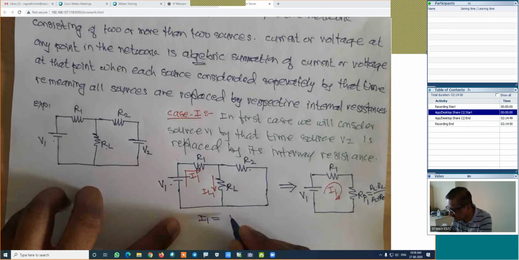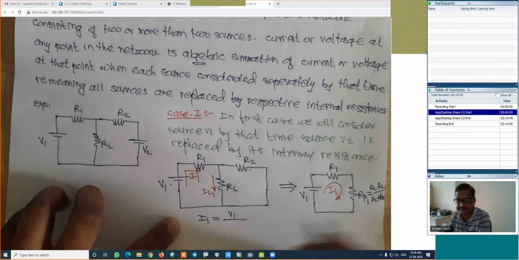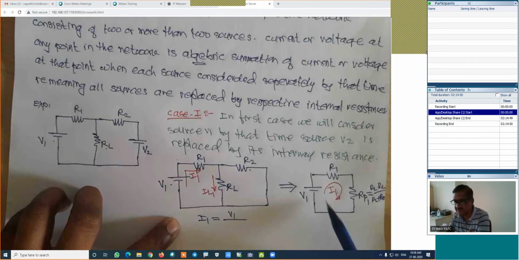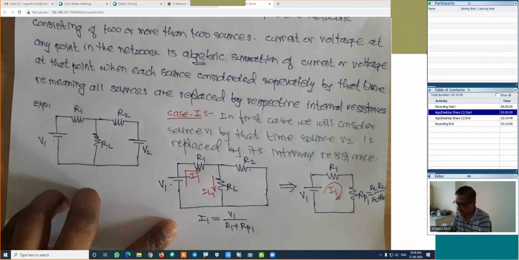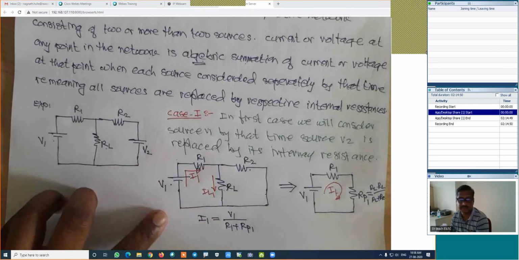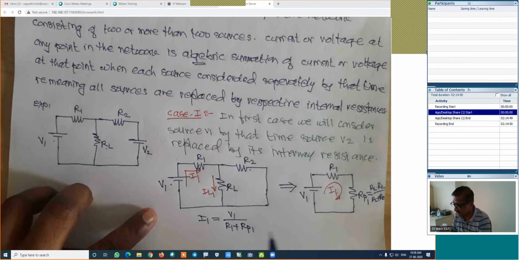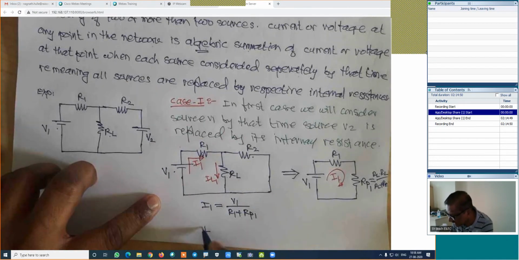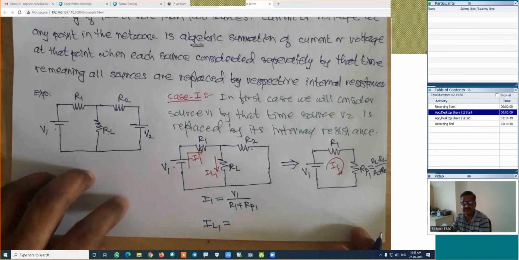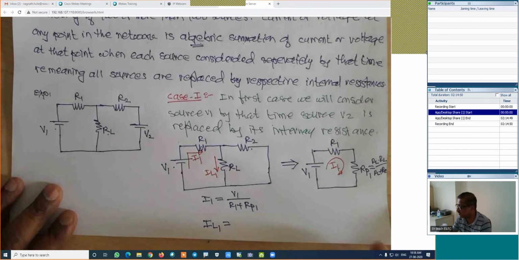Total voltage is V1, in the figure. How much is the total resistance? Total resistance is R1 plus RP1. We are able to calculate the value of the current if the values of V1, R1 and RP1 are known. Is it right? With this current I1, we can find out the value of IL1 directly by using the current division rule.